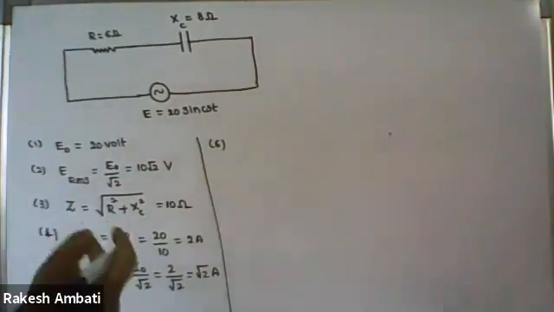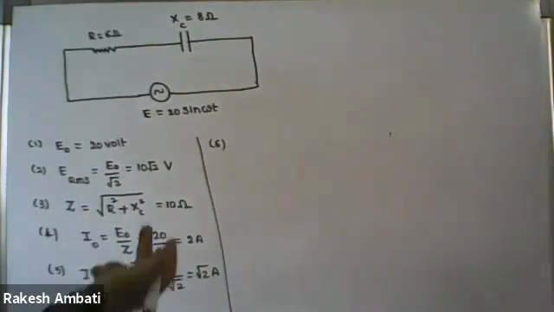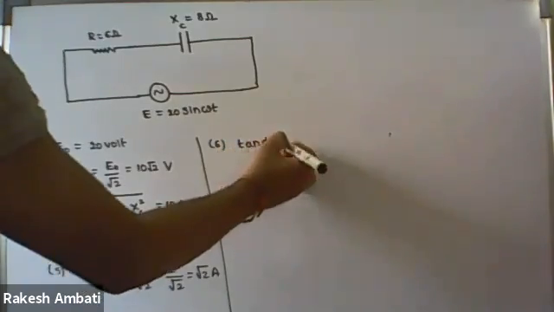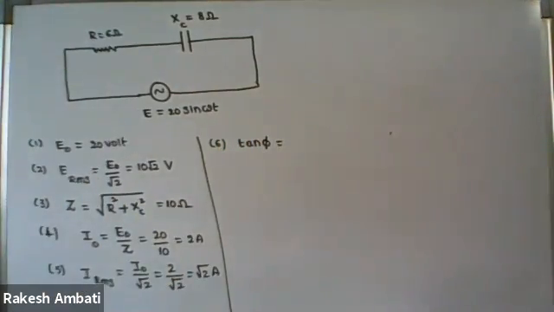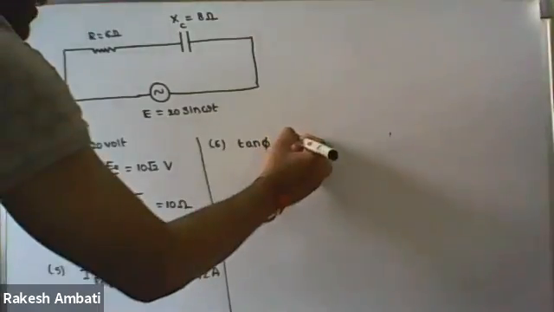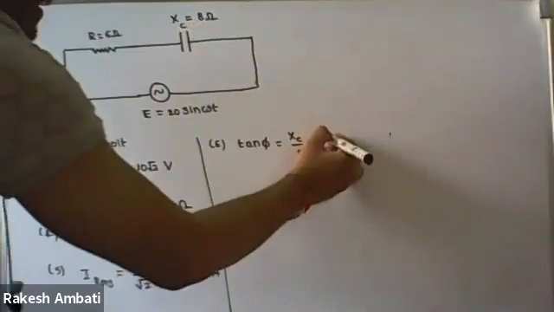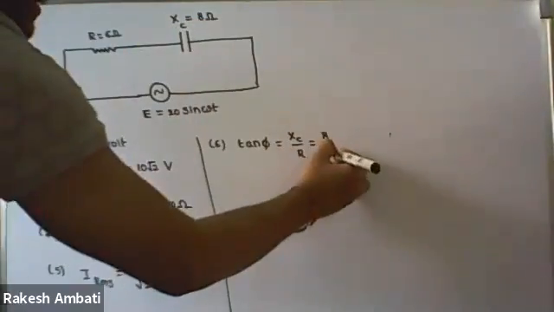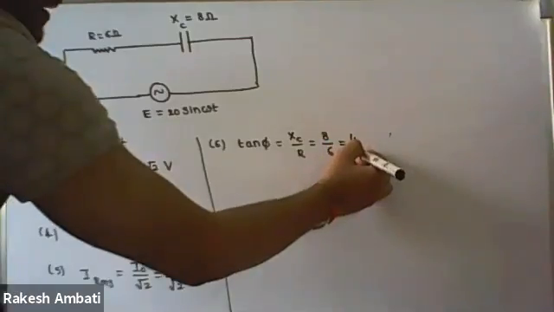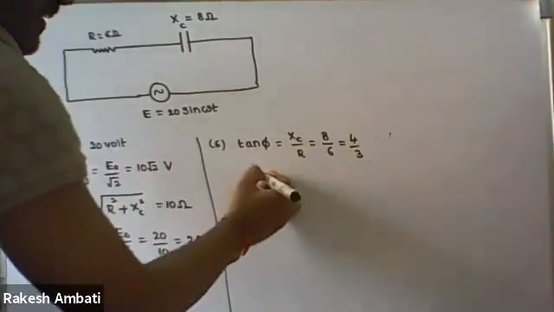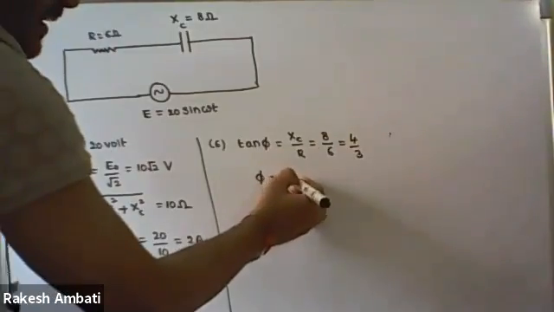Next, sixth question. We have to find phi, the phase difference. What is the formula we have to follow? Tan phi: XL upon R or XC upon R? XC upon R. What is the XC value? 8. R value 6. It is 4 by 3. So tan phi is 4 by 3. That means the phi value is 53 degrees.